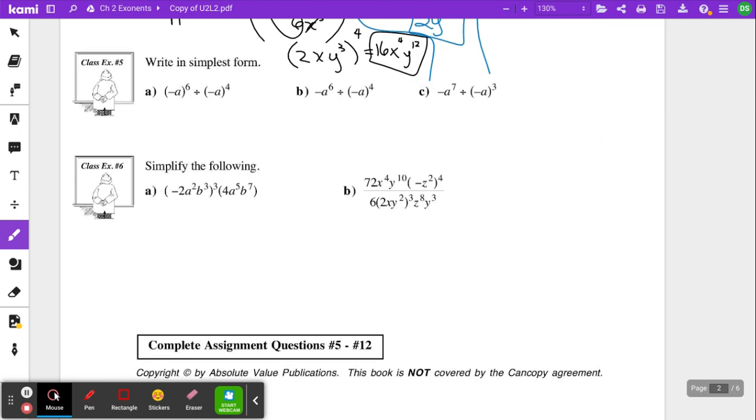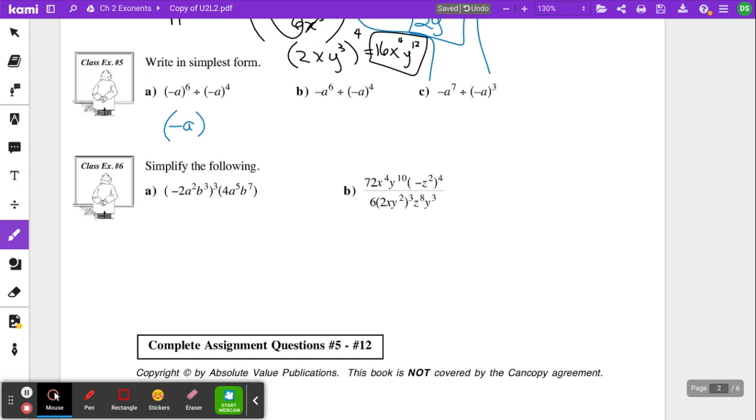Negative a to the 6 divided by negative a to the 4. What is the base of both of those terms? Negative a. Are the bases the same? Yes, they're both in brackets. It's exactly the same. So if the bases are the same and we're dividing, we keep that base. So you better keep the base. You better write the base down, like what it was. Copy all of it.